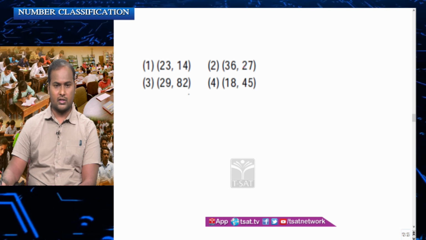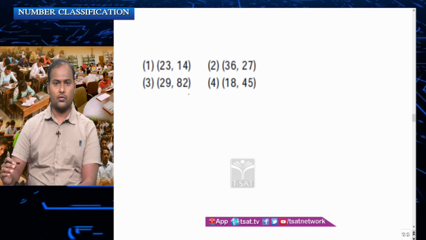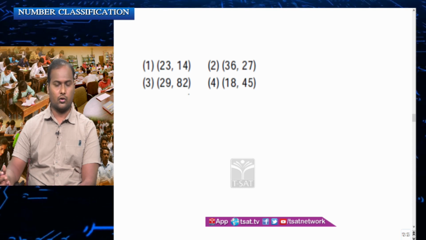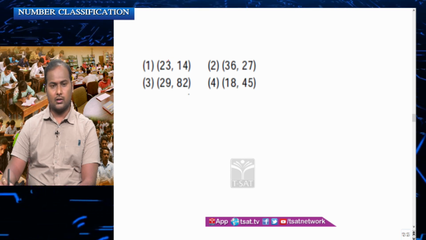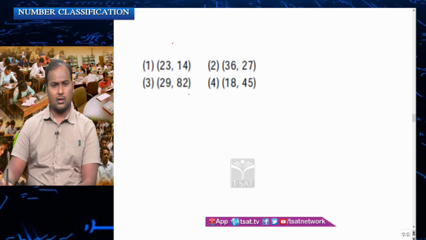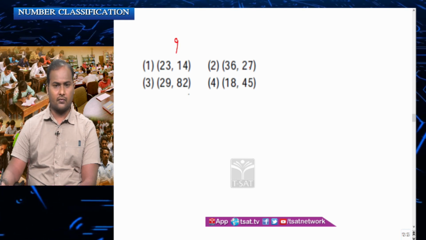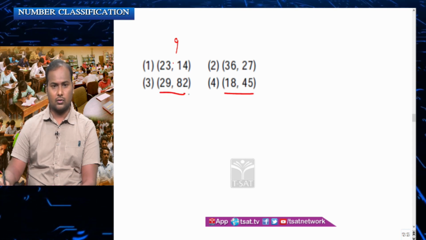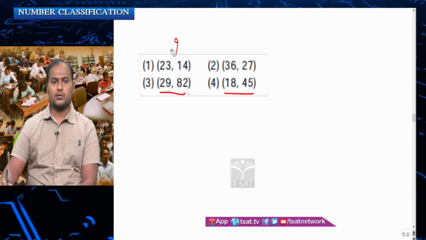Next question. See the numbers: 23, 14, 36, 27, 29, 82, 18, 45. See here, as I said, you have to check the range. Based on the range, I can come to a conclusion whether it is squares, cubes, multiplication, division, or subtraction. The moment I see 14 and 23, they are not very far, they are very near. The difference comes to 9. Here also there is not much difference, 27 and 36. But you can see 29 and 82, 18 and 45, I can't get that same difference. So I can't take this one.